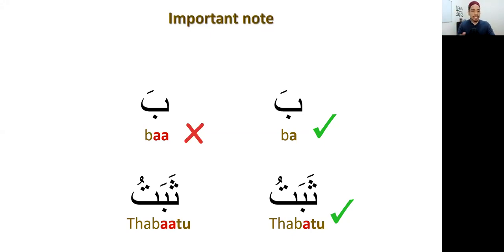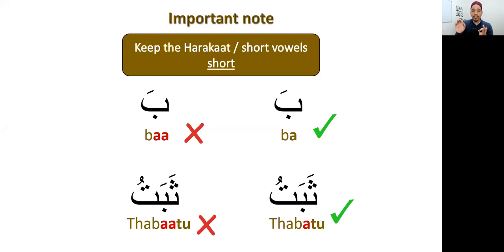And if it was a kasra, thabiti instead of thabiti. The important thing is, be aware that if there is no mad, you read it short. When there is a mad, you will extend. And the opposite is true. So keep the harakat, or the short vowels, short. And I say the opposite is true: keep the long vowels long. So try not to shorten those as well.